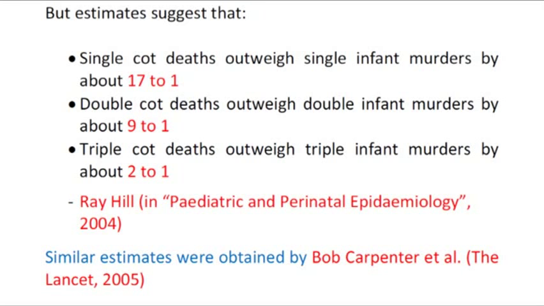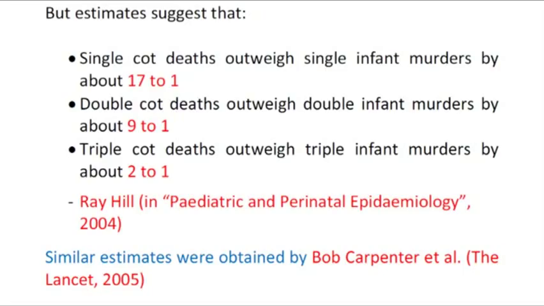But is there any scientific basis to Meadow's law? Certainly 2 or more cot deaths will be a rare event, but then so also will be 2 or more murders. And estimates I made based on the available statistics suggest that single cot deaths outweigh single infant murders by about 17 to 1. Double cot deaths outweigh double infant murders by about 9 to 1. And triple cot deaths outweigh triple murders by about 2 to 1.